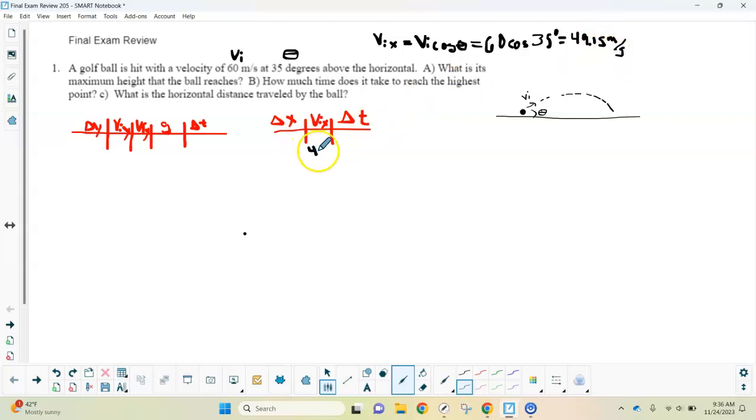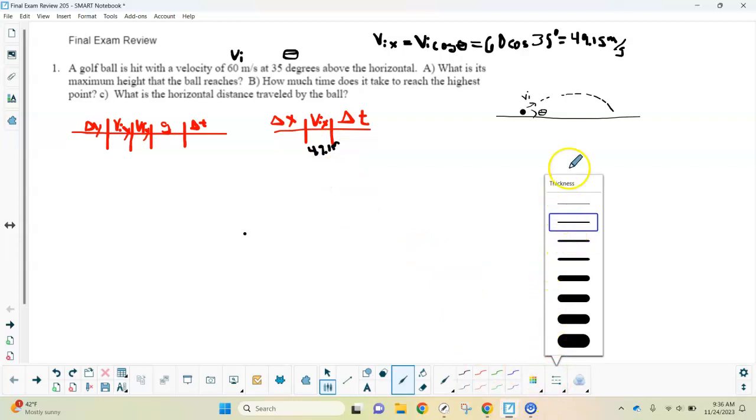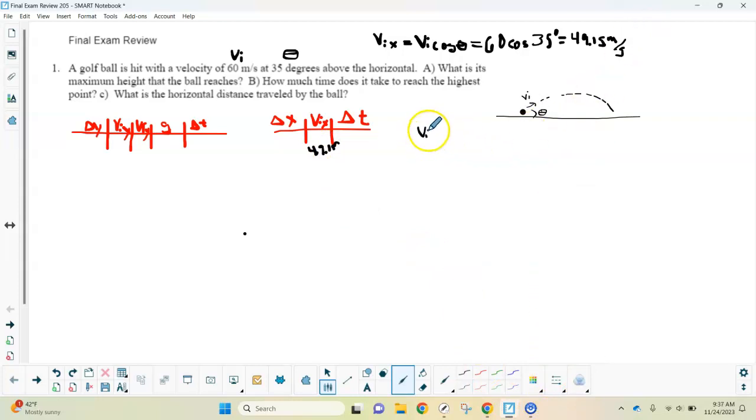49.15 goes in that box there. For VIY, make this a little smaller. There we go. VIY is really similar. Instead of using cosine, you're going to use sine. So it'd be VI sine of theta. And it would be 60 times the sine of 35 degrees. Again, make sure your calculator is in degree mode. Otherwise, it'll give you the wrong value. And when you put that in your calculator, you should get something like 34.41.